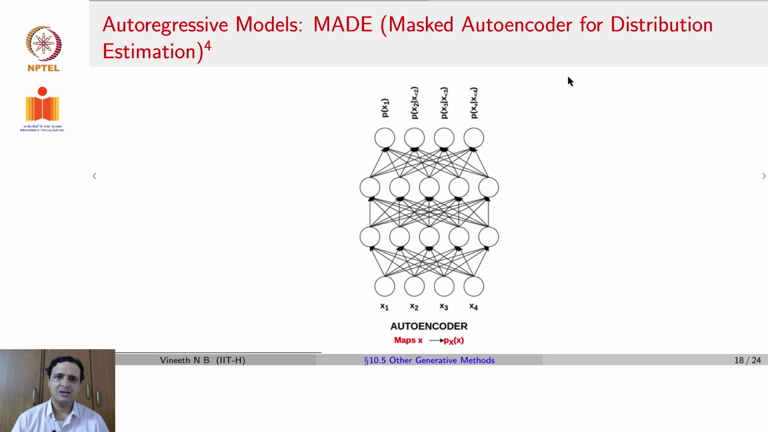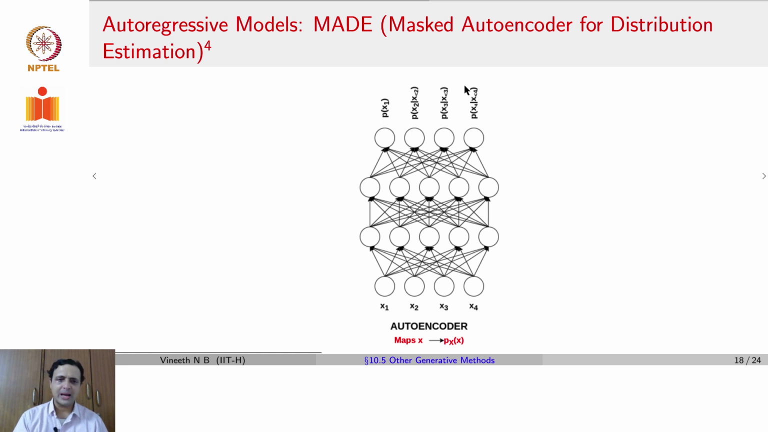A variant of NADE, which is an improvement over NADE, is called MADE. MADE stands for Masked Autoencoder for Distribution Estimation, which improves upon the idea of NADE in a different way. In this case, we use an autoencoder to achieve the same effect as NADE. So you have x1, x2, x3, x4. You have p of x1, p of x2 given all the random variables x less than 2, p of x3 given all the random variables x less than 3, so on and so forth till the last random variable.